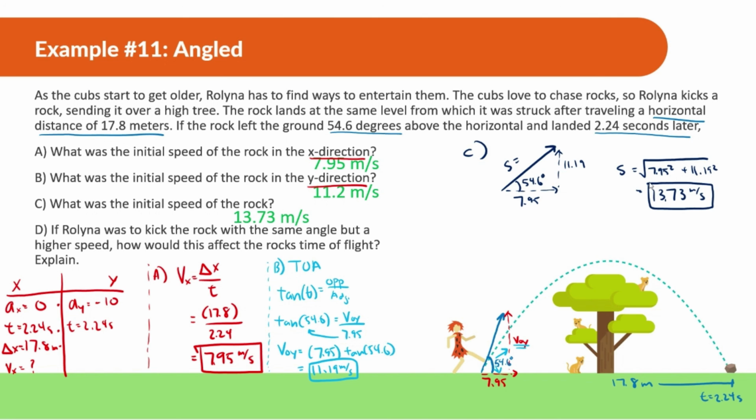What was the initial speed of the rock? 13.73 meters per second. Okay, if Rolina was to kick the rock with the same angle but a higher speed, how would this affect the rock's time of flight? Same angle, but she kicks it harder. The time of flight is just going to be longer, because the initial velocity in the y would be bigger, so it'd be in the air for a longer time.